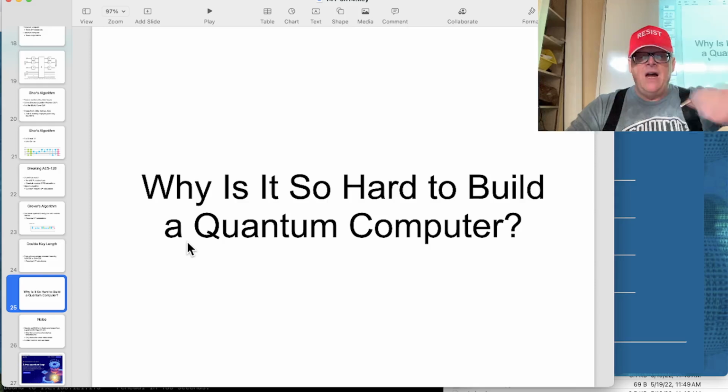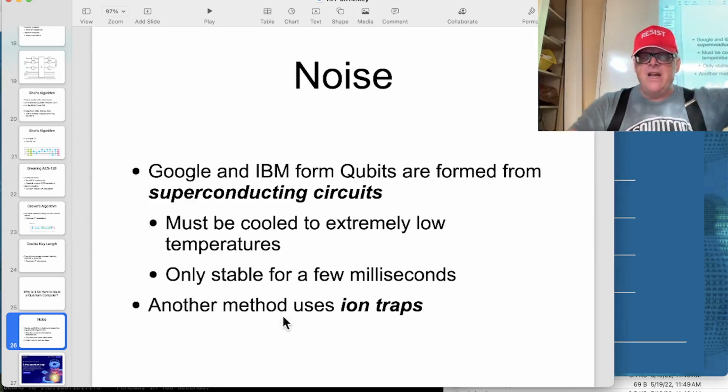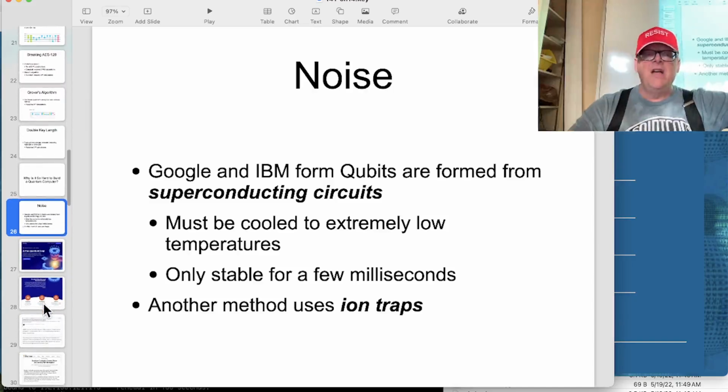So now the problem is, like I mentioned, current hardware cannot accomplish any of these miracles, not even close. It can only do pathetic things like factor 3 times 5, and that's because of noise. The problem is the qubits are formed from superconducting circuits cooled to extremely low temperatures, and they're only stable for a few milliseconds. That's one form, so that just the remaining thermal motion is enough to cause noise, which is enough to greatly disrupt the computation. Another technique uses ion traps in crystals.